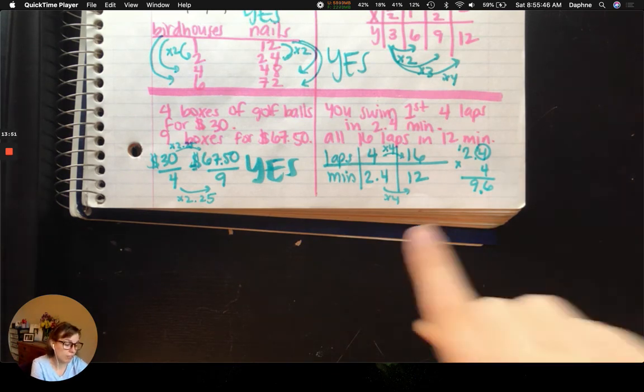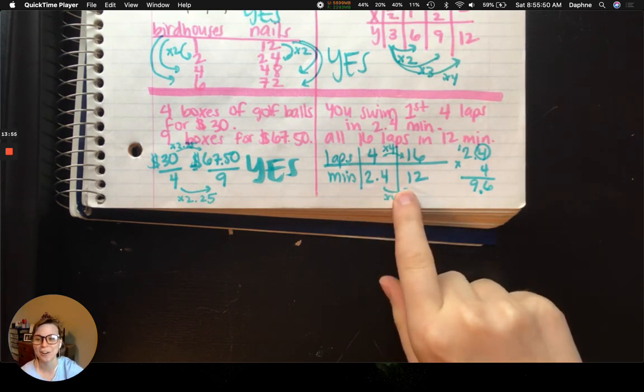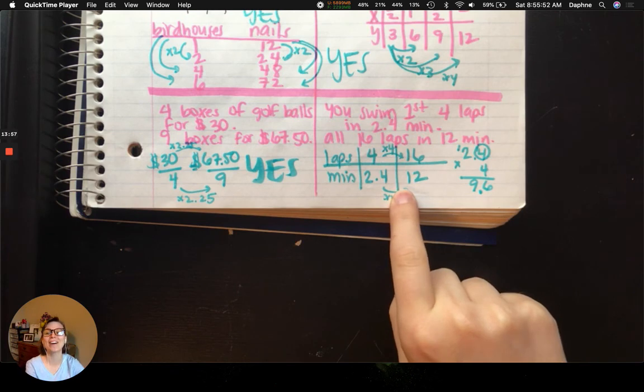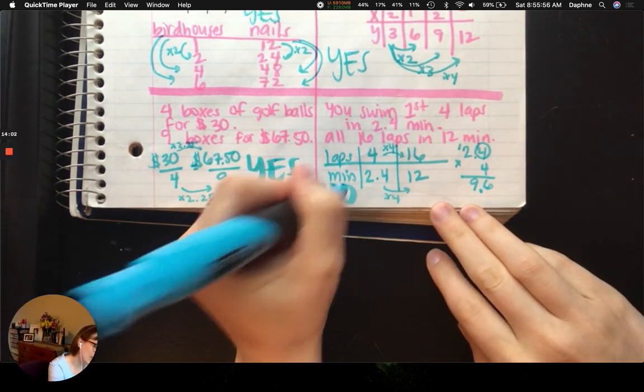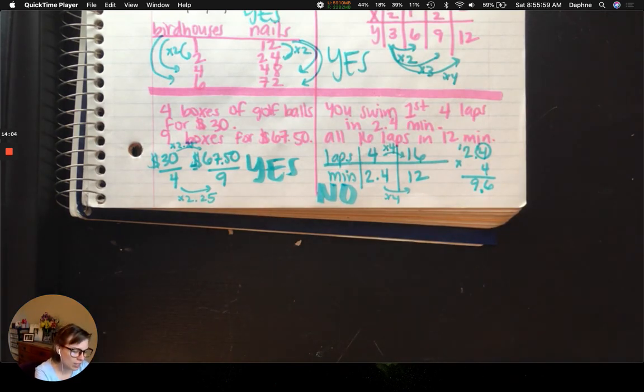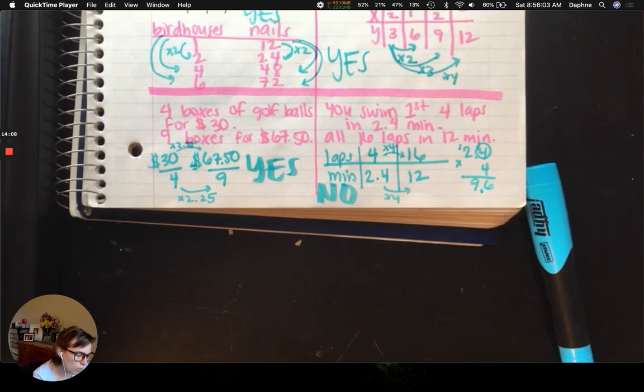So this tells me the first 4 were actually super speedy and the rest of them were not speedy. So I definitely slowed down doing all 16 laps. So they are not proportional. That's interesting. There were only 3 things that were, or 4 things. I guess it was probably half. Half were proportional and half were not.